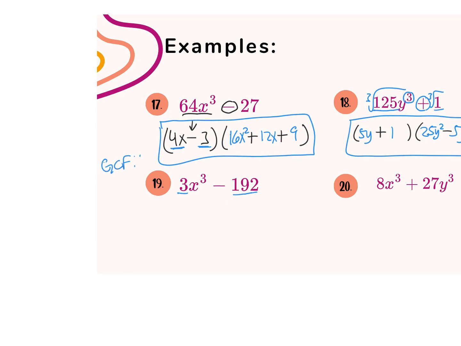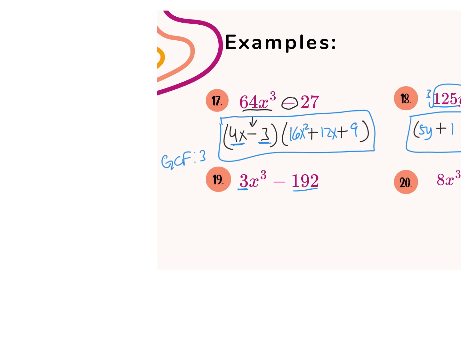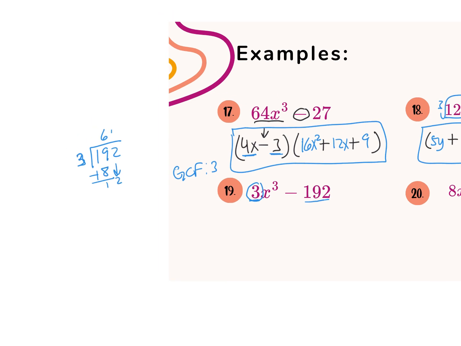If there is a 3 in front of my 3x to the third, let's check if that's the GCF. Maybe you don't know off the top of your head, but you can use that 3 on the outside as a clue. So I'm going to see if it gets me something that can be factored out. I can take out the 3, and 3 goes into 19 6 times. Do your long division. Bring down the 2, and 3 goes into 12 4 times, and it goes in evenly.